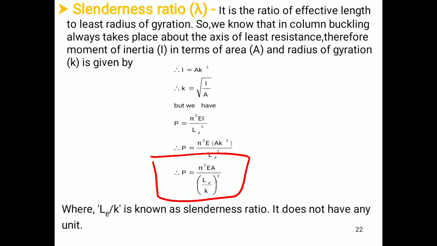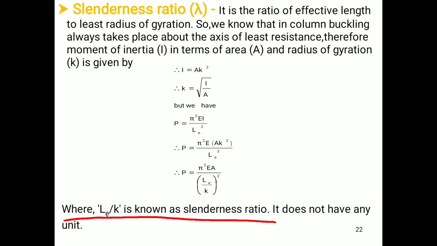Here Le upon K is known as the slenderness ratio, because as discussed earlier, it is the ratio of effective length to the radius of gyration. Therefore the value of Le upon K is nothing but lambda. As it is the ratio of two same quantities, the slenderness ratio has no unit, it is unitless. So this is all about the concept of slenderness ratio.